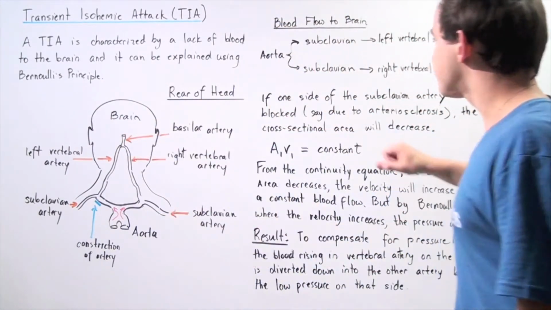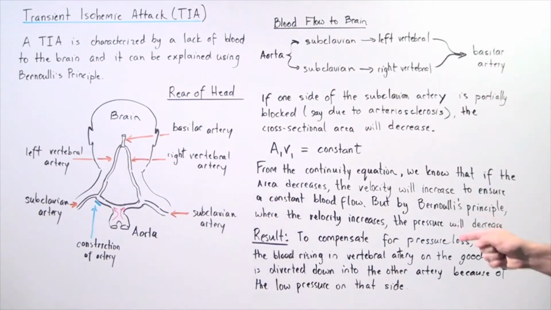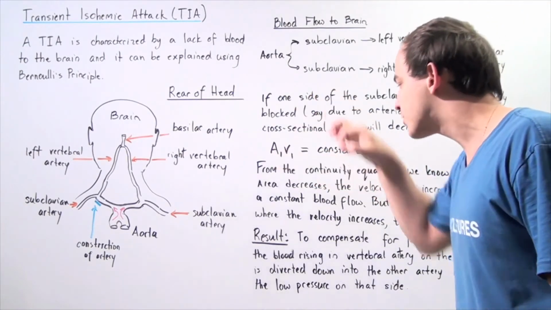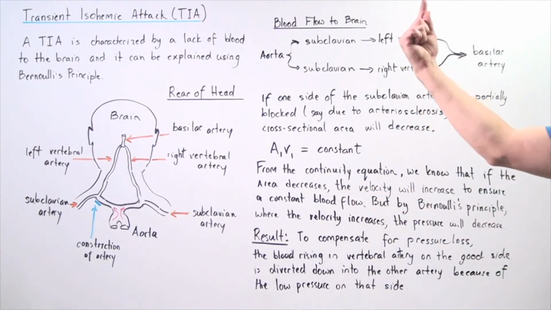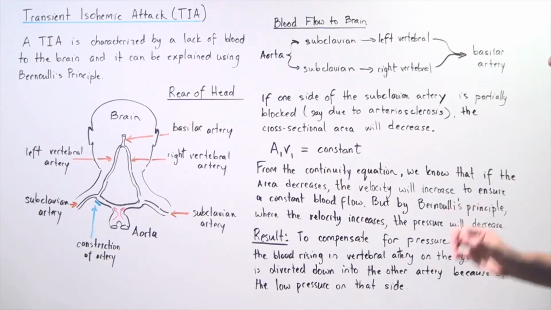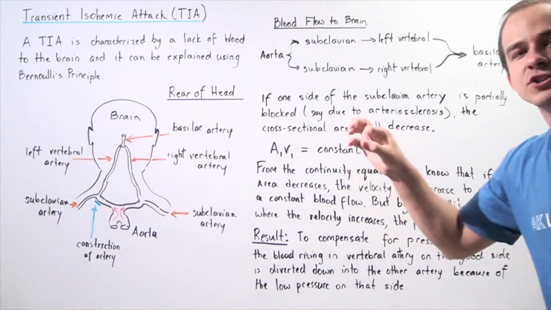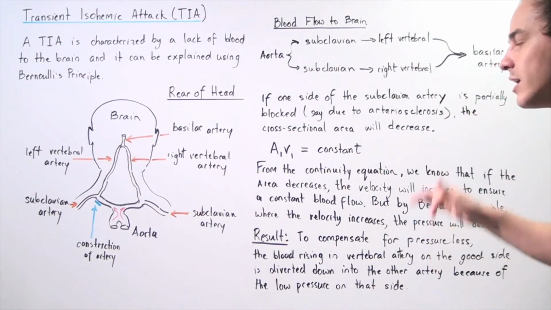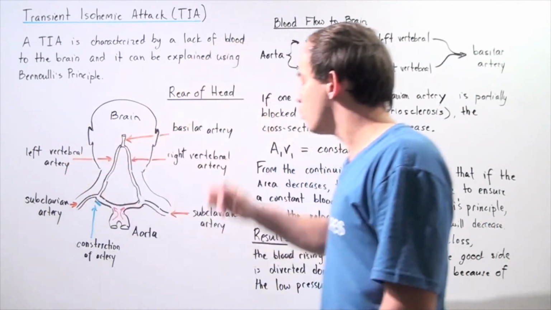Once again, if one side of the subclavian artery, the left side, is partially blocked, let's say due to arteriosclerosis, the hardening of that section of the blood vessel, the cross-sectional area will decrease. From the continuity equation, we know that if the cross-sectional area decreases, the velocity will increase to ensure that we have a constant blood flow within our blood vessel system. By Bernoulli's principle, where the velocity increases, the pressure must decrease. So the pressure in this section will decrease.